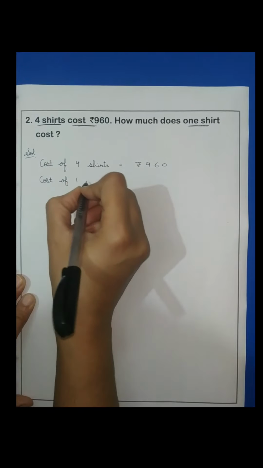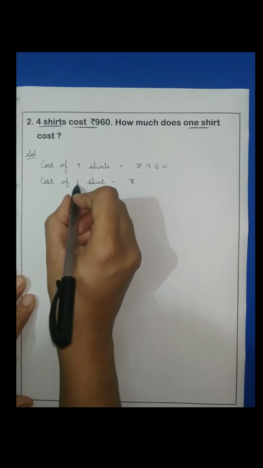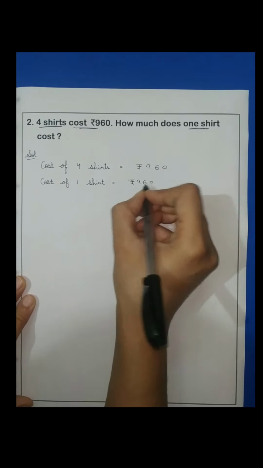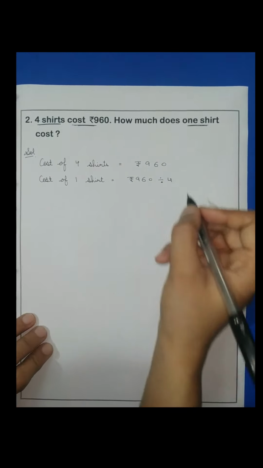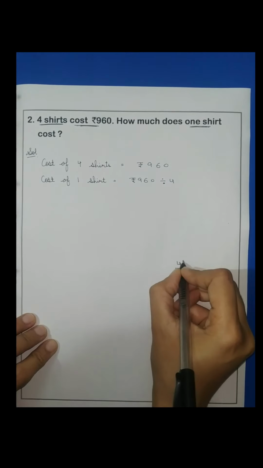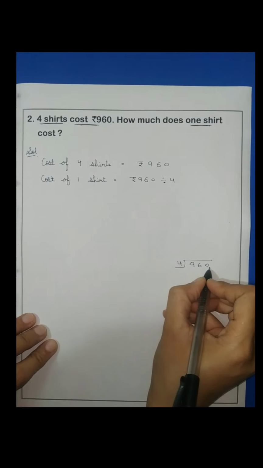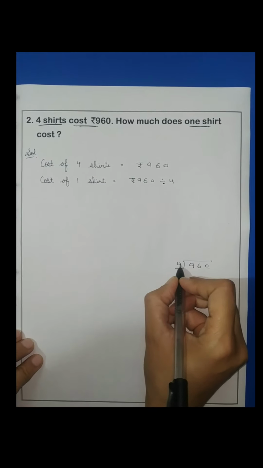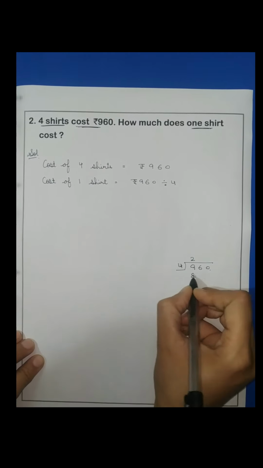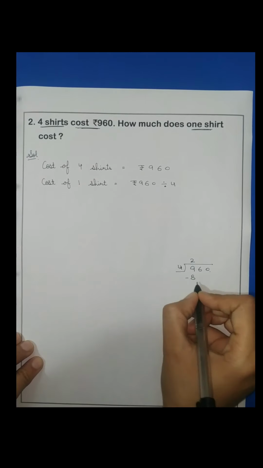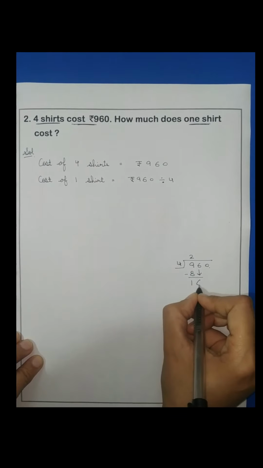Cost of 1 shirt equals to, if they are asking about 1, we will do division. So write down 960 divided by 4. Let's do the division here in the rough side. 960 is the dividend, 4 is the divisor. So let's do the table of 4. 9 divided by 4, 4 2s are 8. So 2 will come as a quotient. 9 minus 8, we get 1 as a remainder.